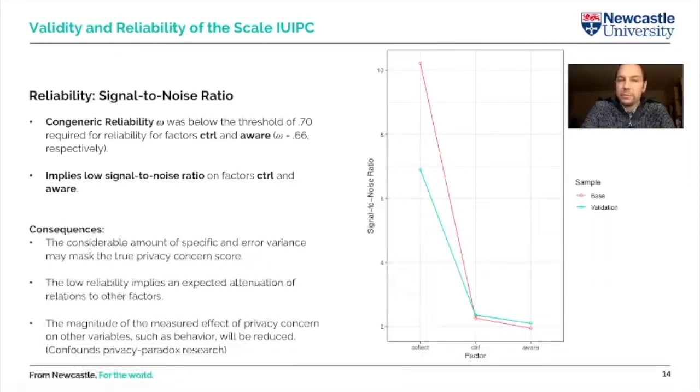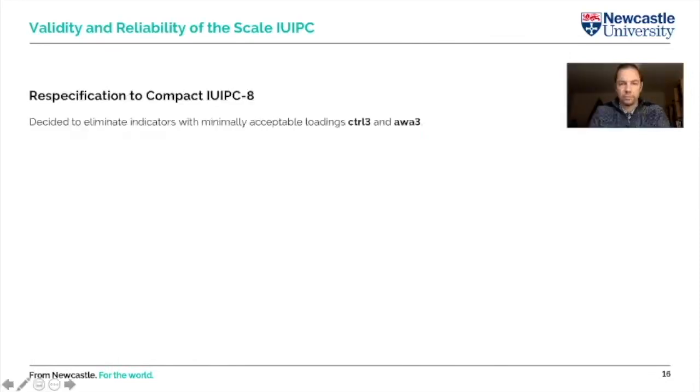There is a considerable amount of specific and error variance that may mask the two privacy concern scores you investigate with IUIPC. Now, the low reliability implies that there is an attenuation of the impact of privacy concern on other variables. So this means that the magnitude of the measured effects of privacy concerns on other variables, such as behavior, for instance, will be reduced. And this in turn is undermining our investigation of the privacy paradox. And that is one of the main concerns I want to convey with this talk.